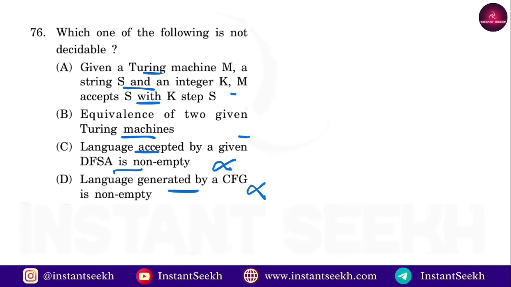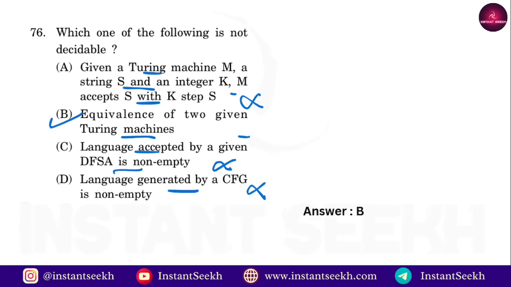Let's see option A. It is also decidable. We can simulate M with K steps. It is a bounded process. We can simulate the Turing machine M for K steps, so it is decidable. So this is also not the right option. So your right option is equivalence of two given Turing machines. This is undecidable. So your right answer is option B.